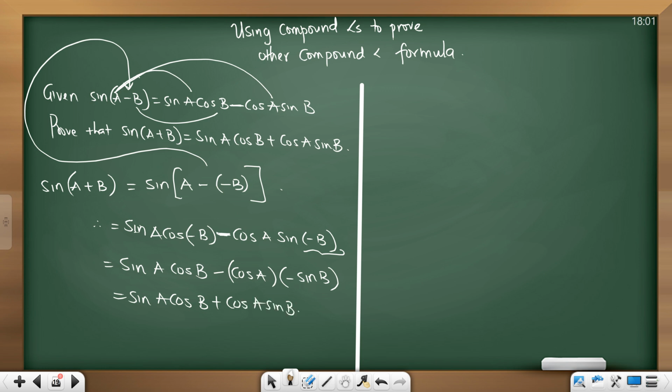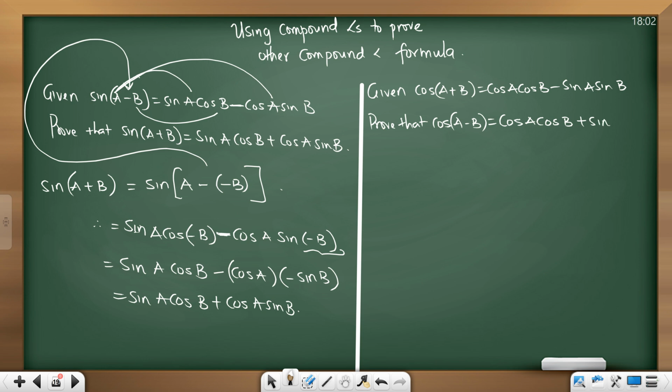Please talk to me. Are we okay? Everybody? Are we okay? Okay, one more. Given cos A cos B minus sine A sine B, prove that cos A minus B is equal. Guys, you are doing the same story. Use the formula. Quickly. This should take you 3 minutes. It's 2 marks. 3 minutes now.